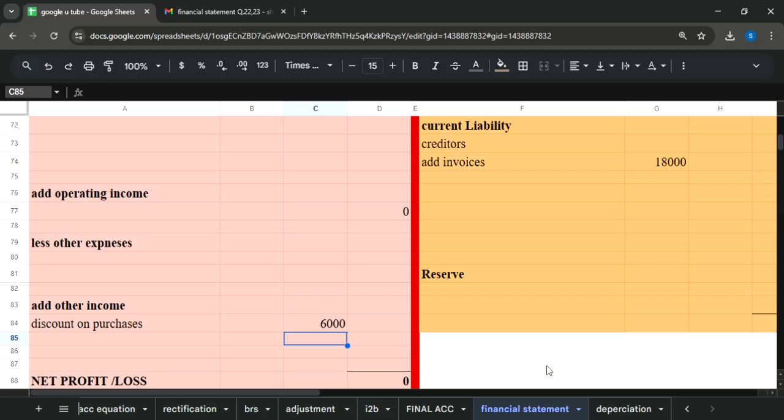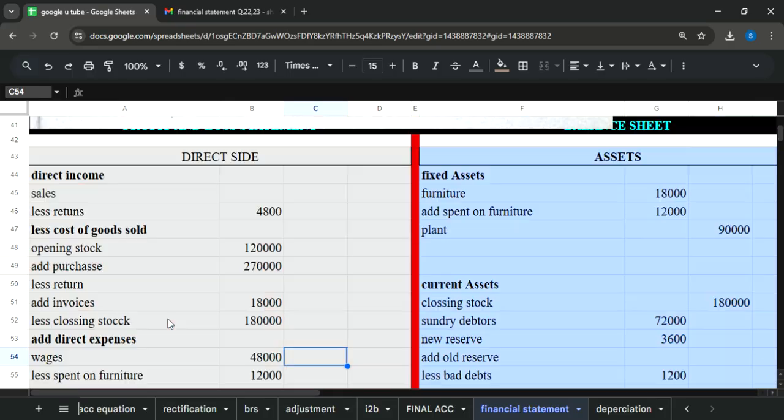We will see later on if we want to match our answer exactly according to the book. So we will see if discount on purchase is subtracted from purchases or it has been written in other income. Both are good for you. You may write it as your other income, or you may subtract it from purchases.